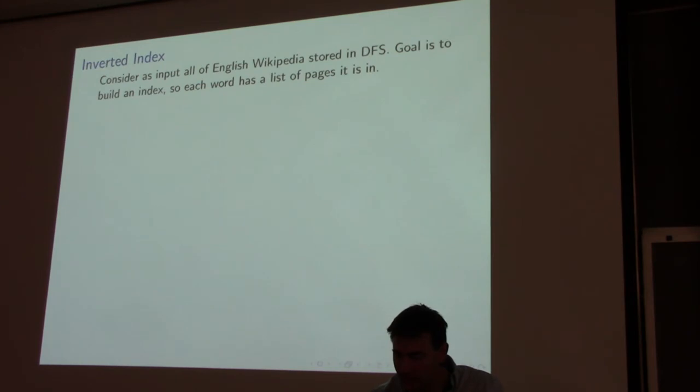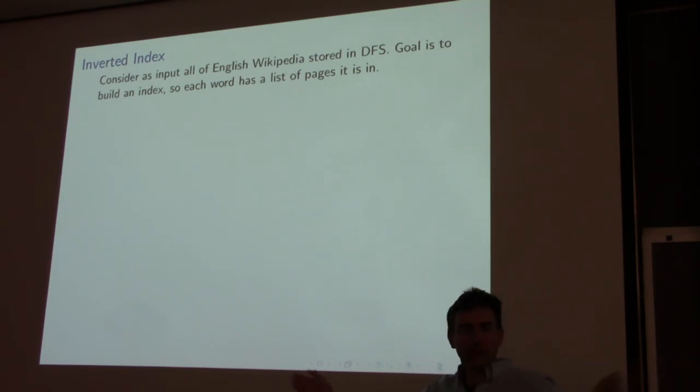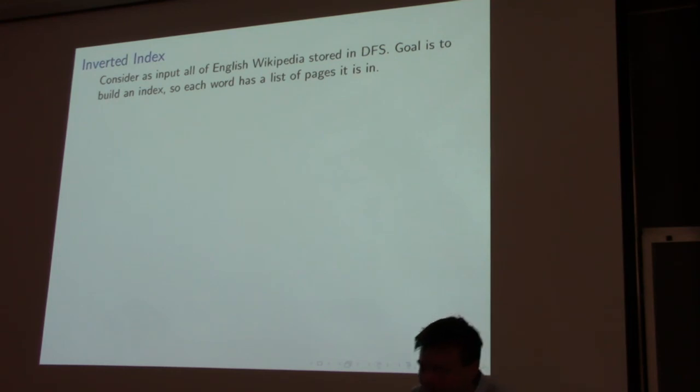Okay, let's do another example here. This is called the inverted index problem. Again, I've got all of English Wikipedia stored on the DFS. The goal is to build an index, so each word lists all the pages it's on. I wanted to do this for my name, but I want to do this for all of the words. Like in a search engine, if I search for a word in Wikipedia, give me a list of all the pages, right? And maybe each page has its PageRank value stored on it, so I sort them by their PageRank value.